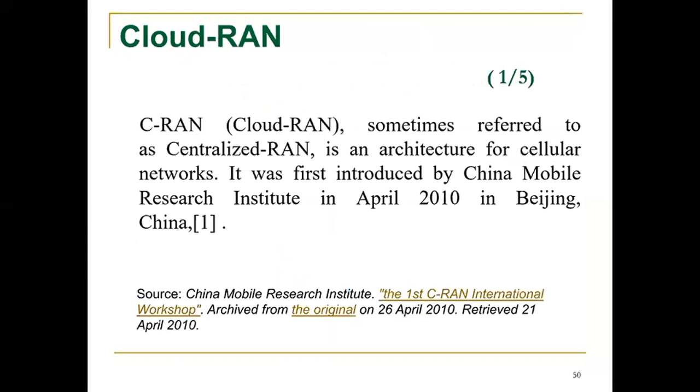Let's look at the formal definition of the CRAN or cloud RAN. Another name for CRAN is centralized RAN. It is an architecture for cellular networks introduced by China Mobile in 2010. You know that in Pakistan, Zong is the main service provided by China Mobile. China Mobile is the leader in the cloud-centric RAN.